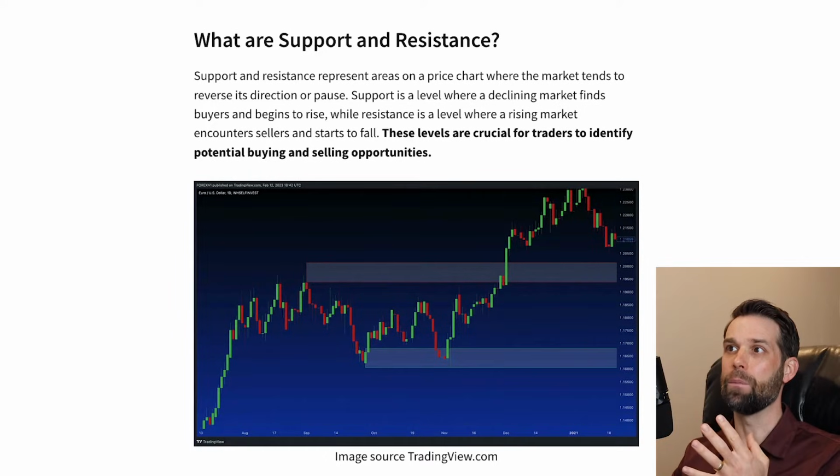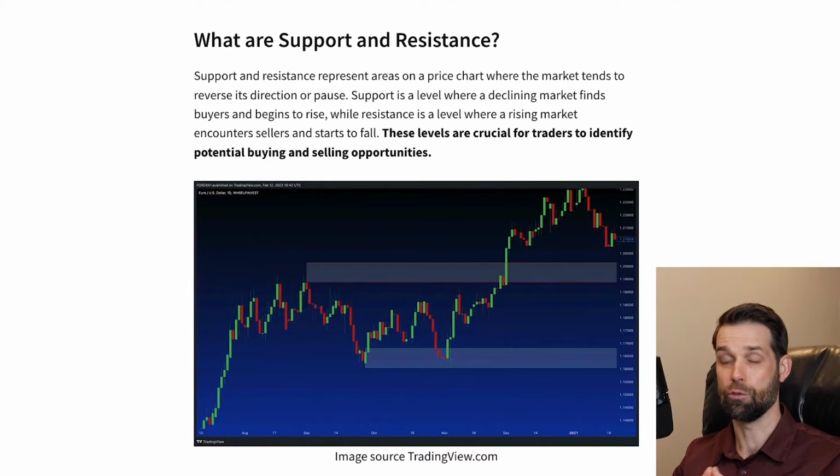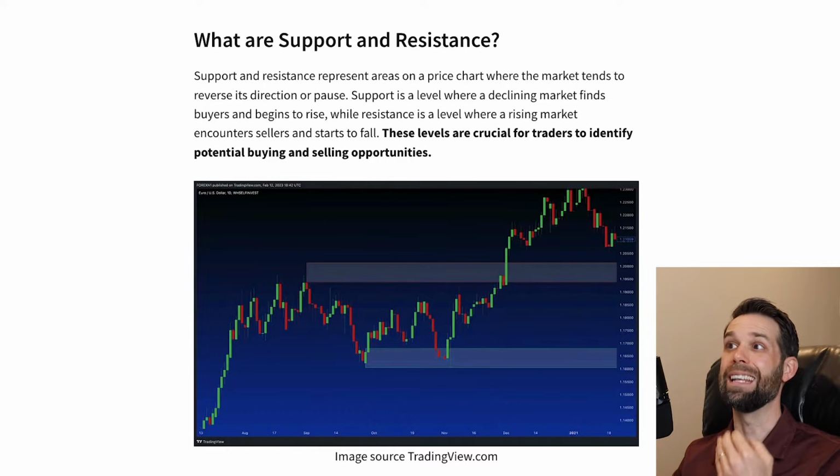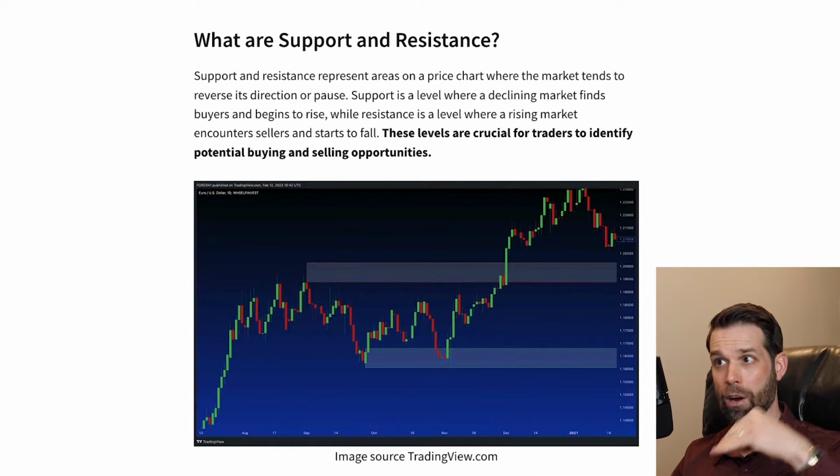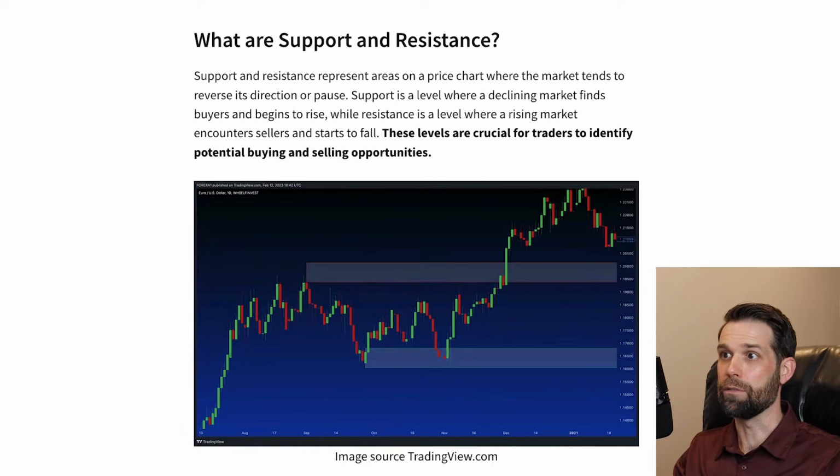These are areas on a price chart where the market tends to reverse its direction or pause. Support is a level where a declining market finds buyers and begins to rise. So if we are in a downtrend, you can see right here on this image on the screen, you've got a downtrend, and then you've got this area of support where a declining market will find some buyers, and then the stock begins to rise.